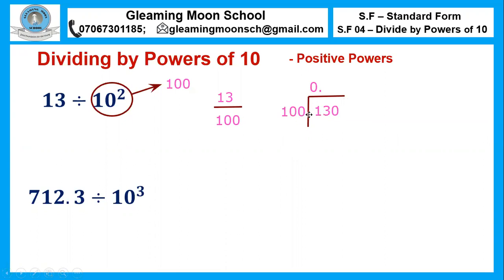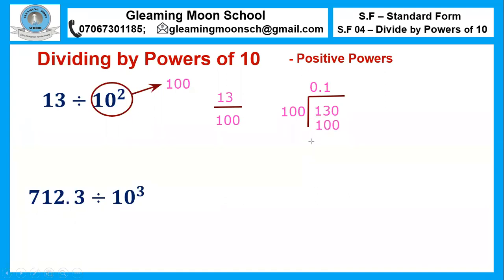So how many hundreds do we have in 130? There is 1 of them. So we will put 1 here. So 1 times 100 is going to give you 100. So you write 100 below 130, and then you subtract.